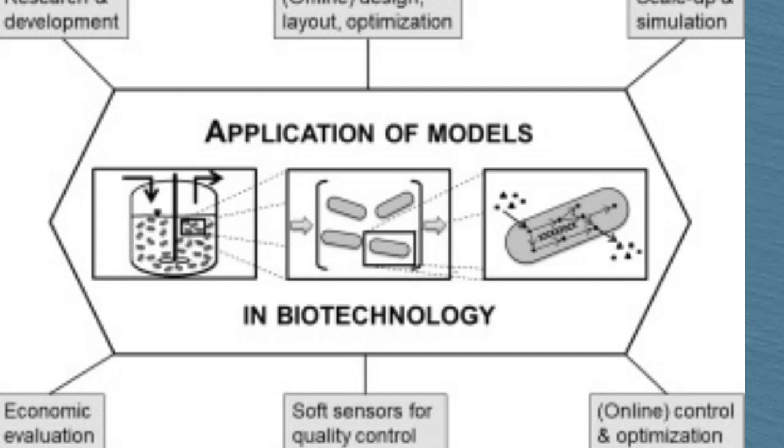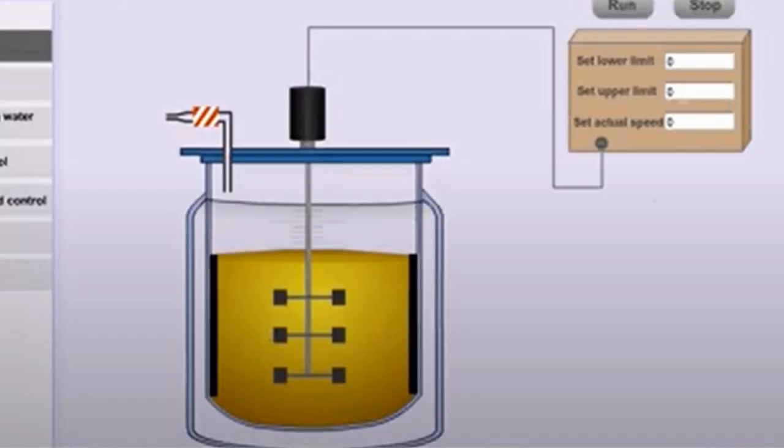Modeling of bioprocesses plays a major role in research and development. It is used to optimize the bioprocess in order to maximize yield, to scale up the given process and to simulate the growth of organisms. Also, we are able to perform online control and optimization using soft sensors, and economic evaluation of any given process can be easily performed using the modeling approach.